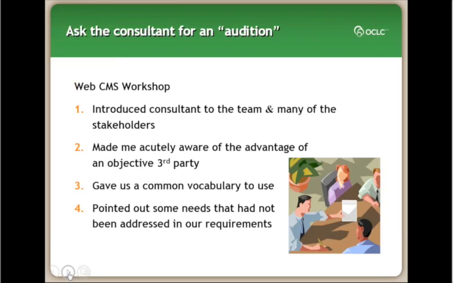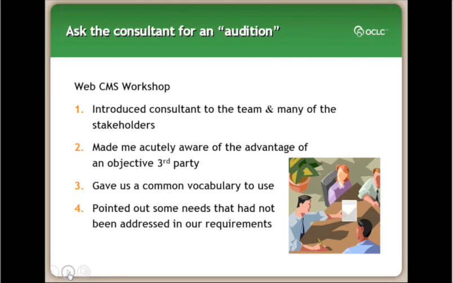If you do hire a consultant, you might think of auditioning him or her before you go for the longer contract. This gives your stakeholders a chance to meet the person, make sure that they're going to fit in with the culture of your organization. I know that this helped a lot for me. It made me very aware of the advantage of having an objective third party on the project.